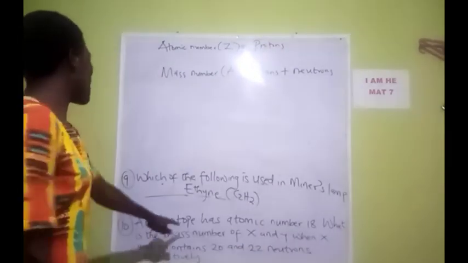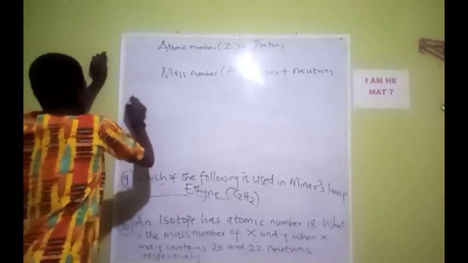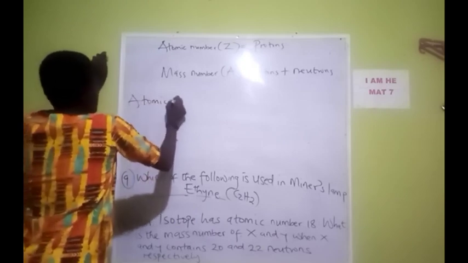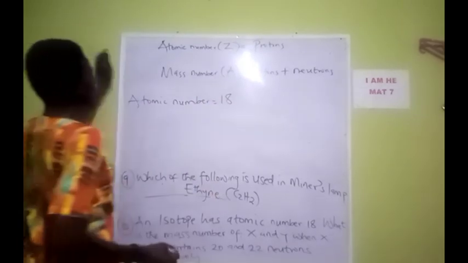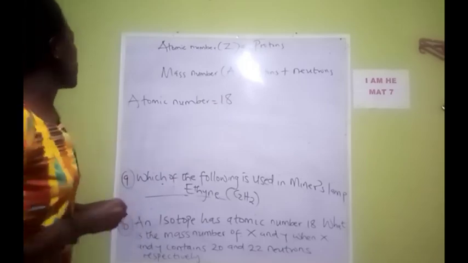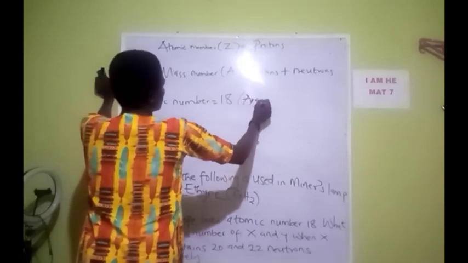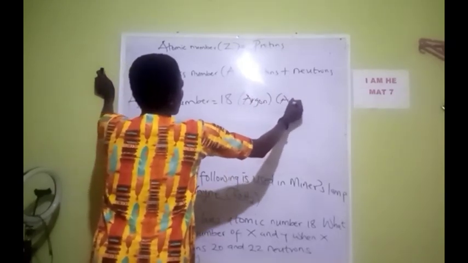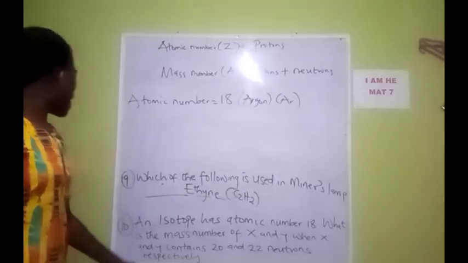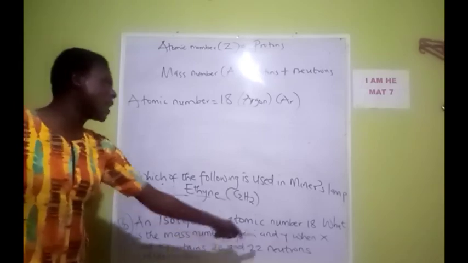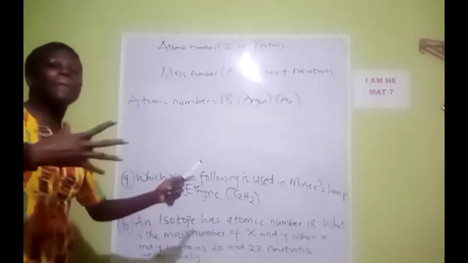Now we said an isotope has an atomic number 18. This atomic number is 18. That's the number of protons, right? Is equal to 18. And we know that the element that has atomic number 18 is argon, or Ar. That's the element that has atomic number 18. So we are asked that an isotope has atomic number 18. What is the mass number of X and Y? So we are looking for the mass number of X and Y.